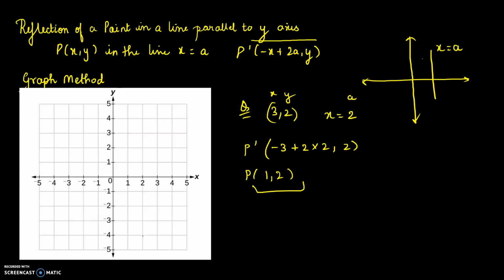Let's do this with the graph method. (3, 2) is this point. And the line is x = 2. This is the line. In this case, this will be the mirror. The distance between the mirror and the object is only 1 unit. So the distance between the mirror and the image will also be 1 unit.